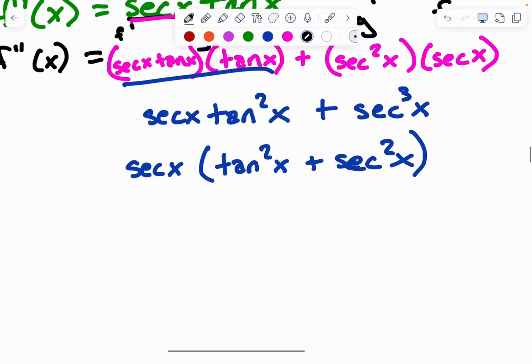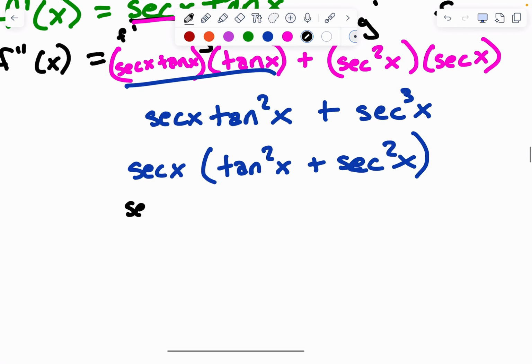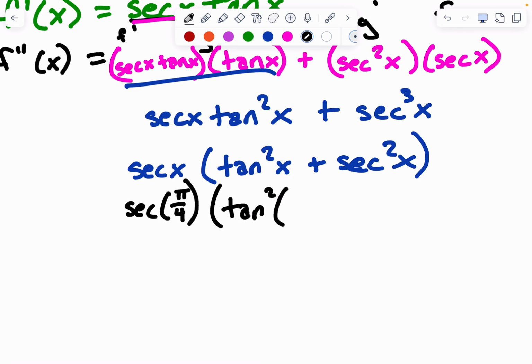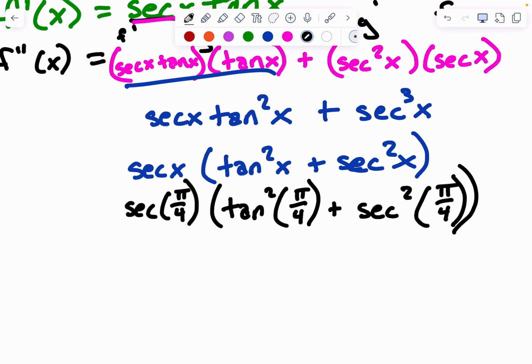Okay? So, we're plugging in pi over 4. So, this is what we're doing. We're doing secant of pi over 4. Tangent of pi over 4. Start writing this down. Plus secant squared of pi over 4, right? This is where we're at now.